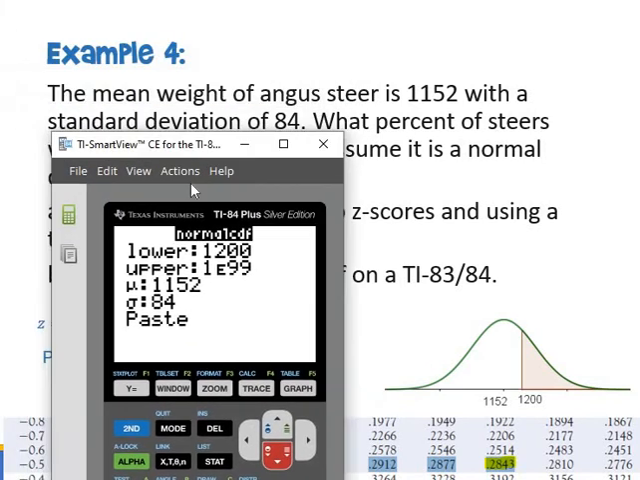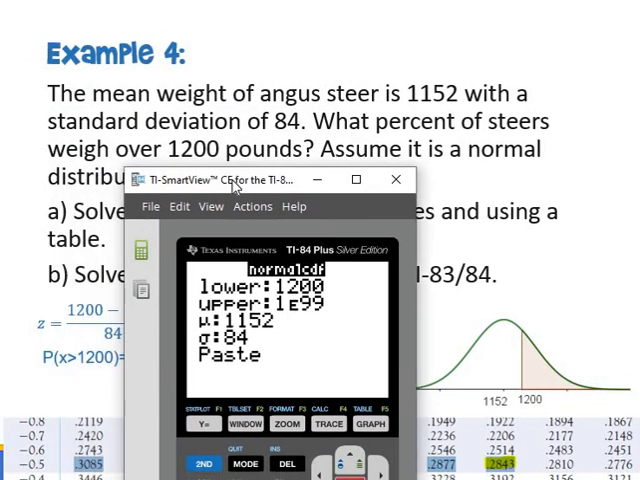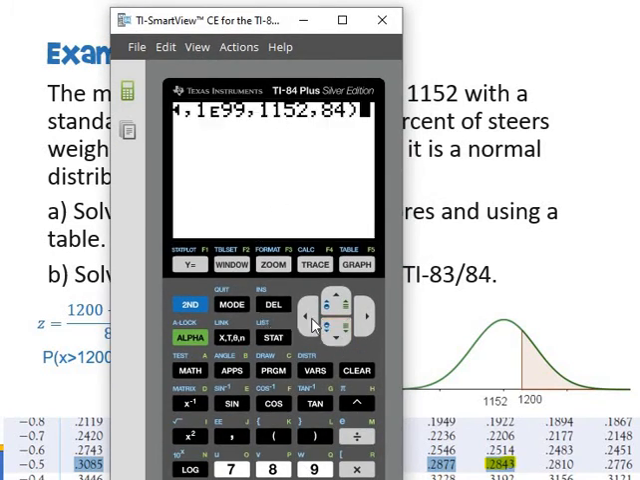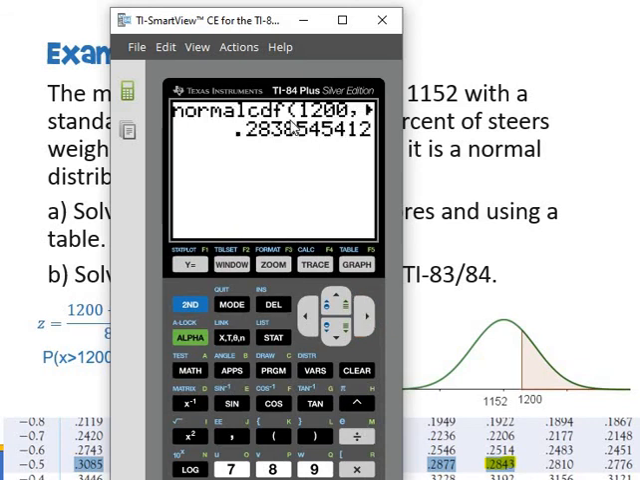And then you do the mean and the standard deviation for the distribution you're looking at, which is 1152 and 84 for this problem. When I type paste, it'll put it on the home screen, and for those of you that didn't get the menu, this is what it would have to look like from the beginning. You have normal CDF, and then you type the numbers: 1200, lower bound, comma, upper bound, comma, mean, standard deviation. Enter. If we carry it out to enough decimal places, the calculator procedure is actually a little more accurate than the table because we didn't have to round. So we don't match when we get out to the thousandths place, but it's about 28%. We got 0.2838, whereas in the table we got 0.2843.